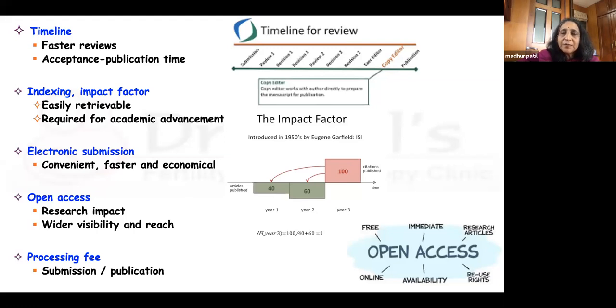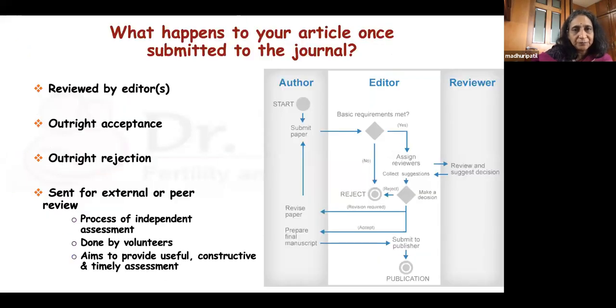Then whether it's open access, that will give us the research impact and wider visibility and reach. So what is open access? That anybody can access the journal. That is called an open access journal, whereas there are certain journals wherein you can access them only after you make a payment or unless you're subscribing to that journal. And then you also need to look at the processing fee, because there are some journals which will charge you processing fee, and there are some journals which charge you only once it is accepted, whereas there are some journals which even charge you once you have submitted your article for publication.